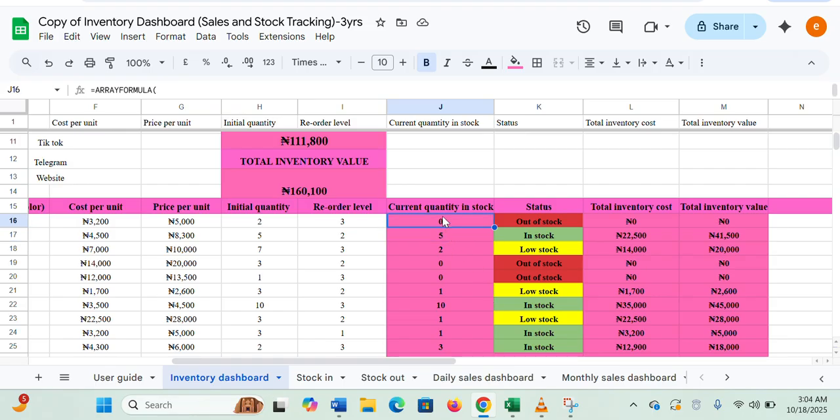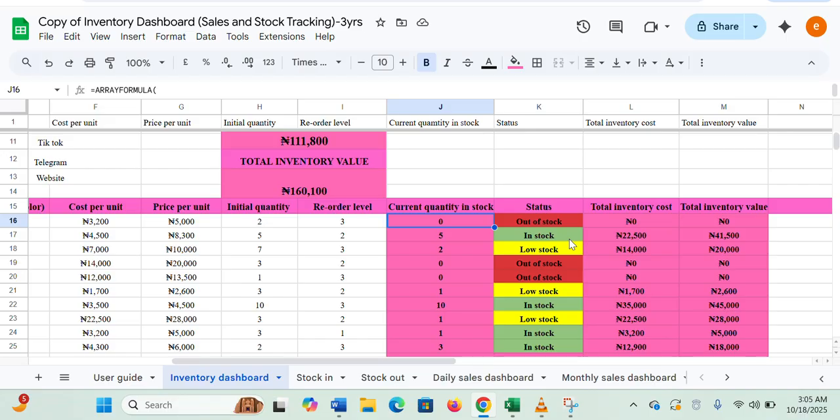So current quantity in stock, after buying and selling, tells you how many of these products you have in stock. Do you understand? The status tells you, oh, this product is out of stock, you have this product in stock, it's low stock, and all of that. That is what it does for you. Total inventory cost is very simple. How much did you buy this product? 3,200 naira from here, right? And you have zero, you don't have that particular product. 0 times 3,200, that is just 0. I hope that you understand that. Same thing goes downward, but you really do not have to input anything here. There are formulas that do that for you.